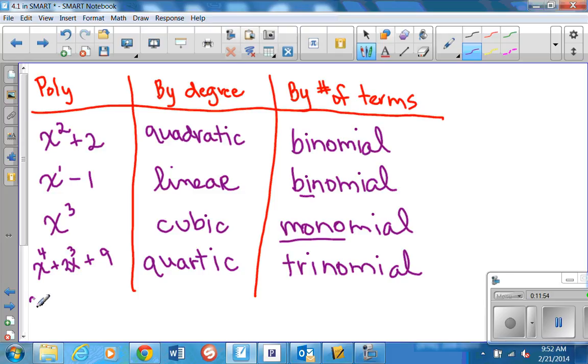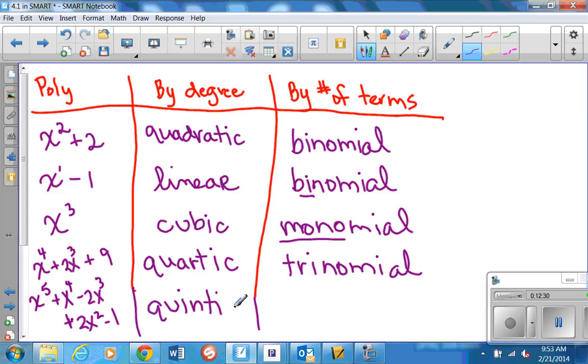And then let's go with x to the 5th plus x to the 4th minus 2x cubed plus 2x squared minus 1. Simple. What do we call a 5th degree? Remember? Starts with another QU. What do you call it when a woman has 5 babies? There you go. So let's pick up on the quin idea. It's a quintic. Yep, quintic.